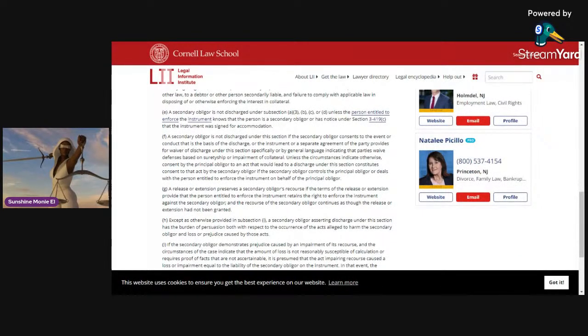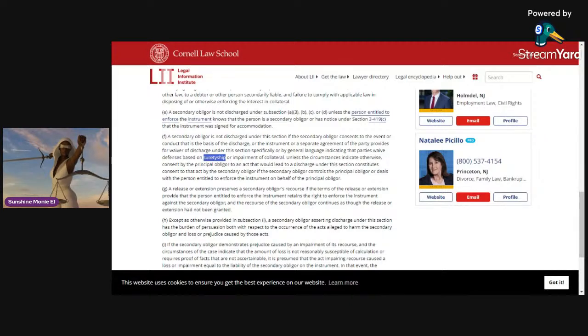A secondary obligor is not discharged under the section if the secondary obligor consents to the event or conduct that is the basis of the discharge, or the instrument or separate agreement of the party provides for waiver of discharge under this section specifically, or by general language indicating that parties waive defenses based on suretyship. What's suretyship? Let's find out. Suretyship is a contractual agreement where one person, the surety, agrees to be responsible for another person's, the principal's, debt. So it's another pretty word for cosigner.